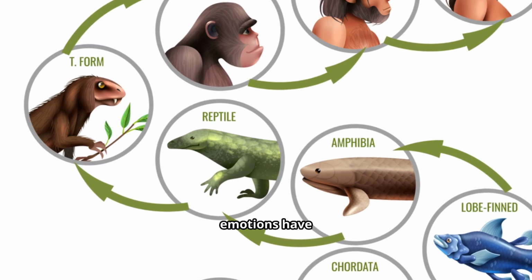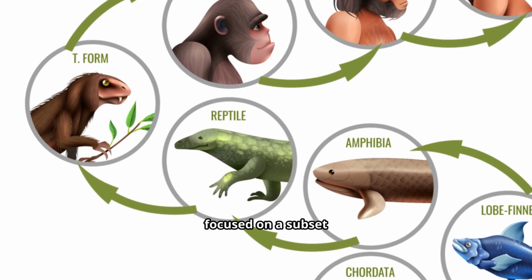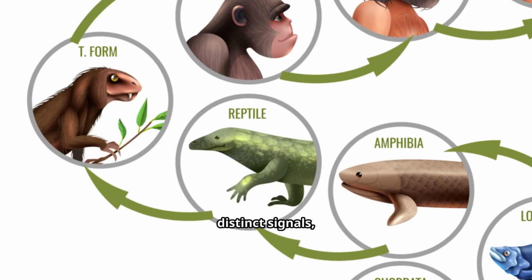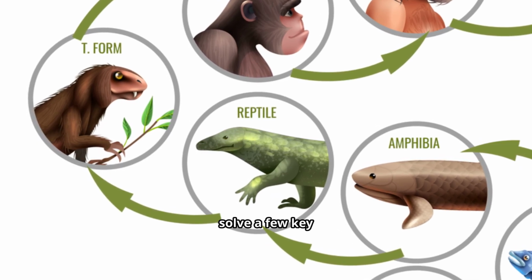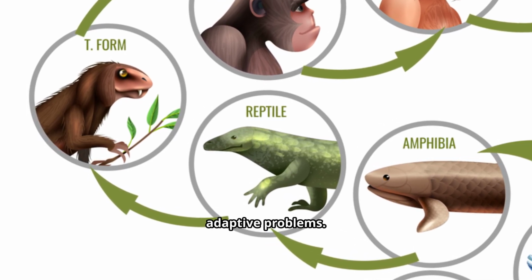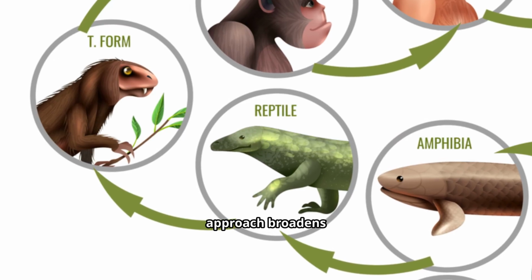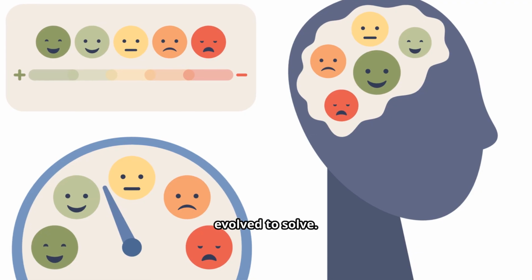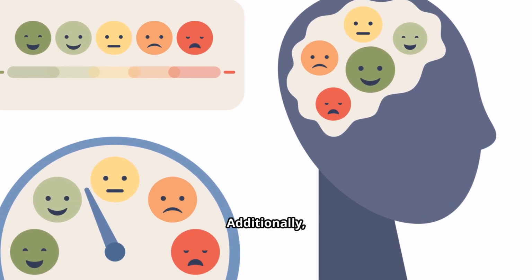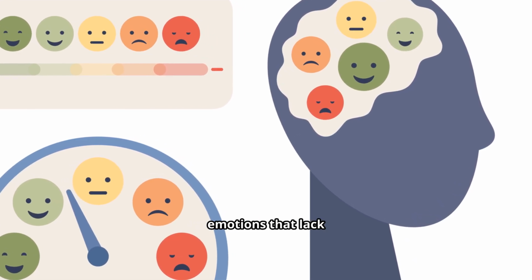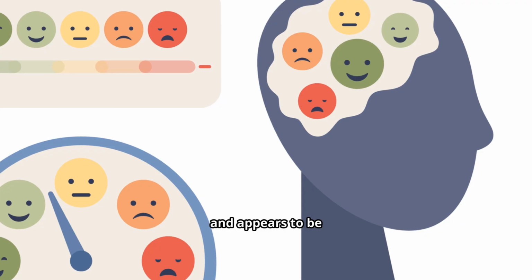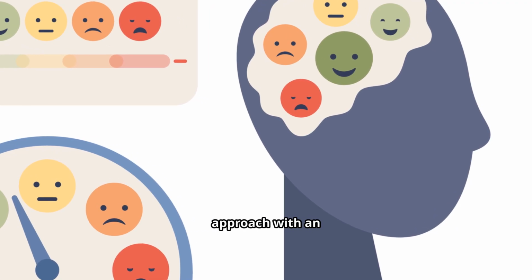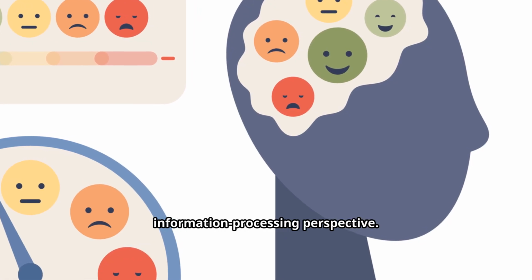Evolutionary approaches to emotions have traditionally focused on a subset of emotions shared with other species, characterized by distinct signals, and designed to solve a few key adaptive problems. An evolutionary psychological approach broadens the range of adaptive problems emotions have evolved to solve. Additionally, it includes emotions that lack distinctive signals and appear to be unique to humans, and it synthesizes an evolutionary approach with an information processing perspective.